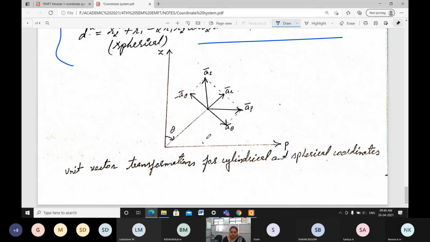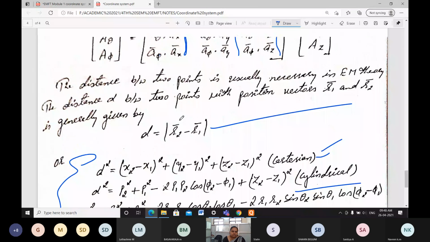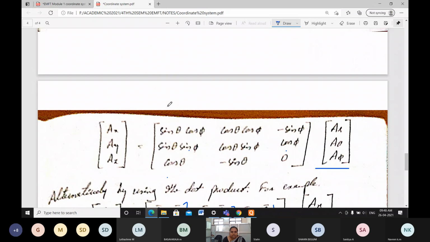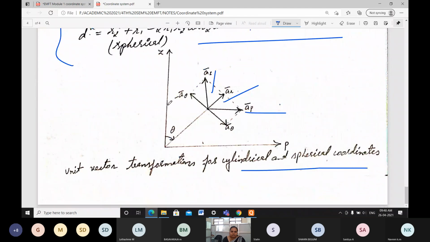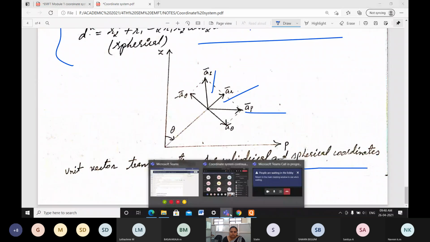Then the unit vector transformation for cylindrical and spherical coordinate systems is how it varies. Here a theta is varying in this direction, minus a theta, then a rho in this direction, then ar, and this is in terms of az. This shows how the unit vectors vary. This is your rho, and here it is z. This is the angle, that is theta. This is all about our coordinate systems. First we learnt Cartesian, then cylindrical, and then the spherical coordinate system. Okay, we'll stop here. We'll continue in the next class.